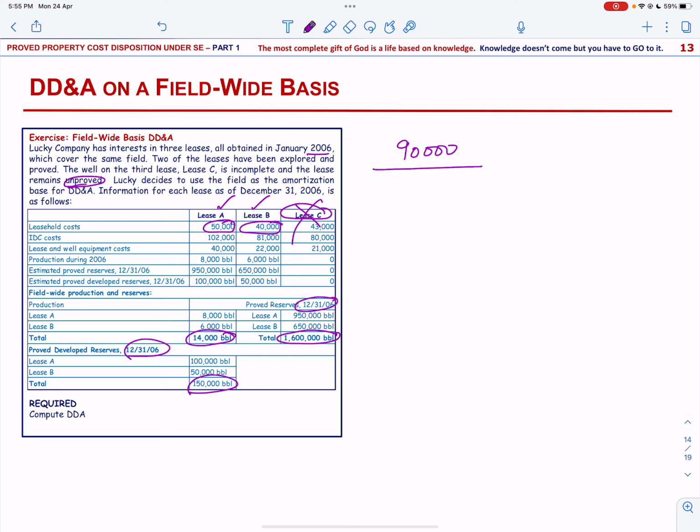Now this is given at the end of the year. So this will be 1,600,000 plus the production during the year, and that is 14,000 times production, that is 14,000. So that will give us 781, and this is the DD&A for the leasehold cost.